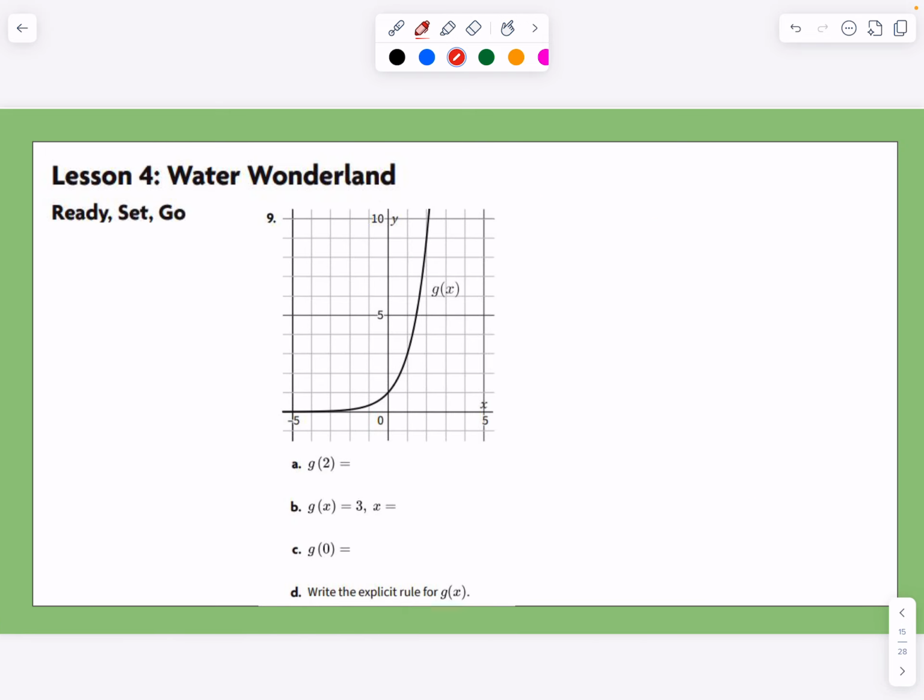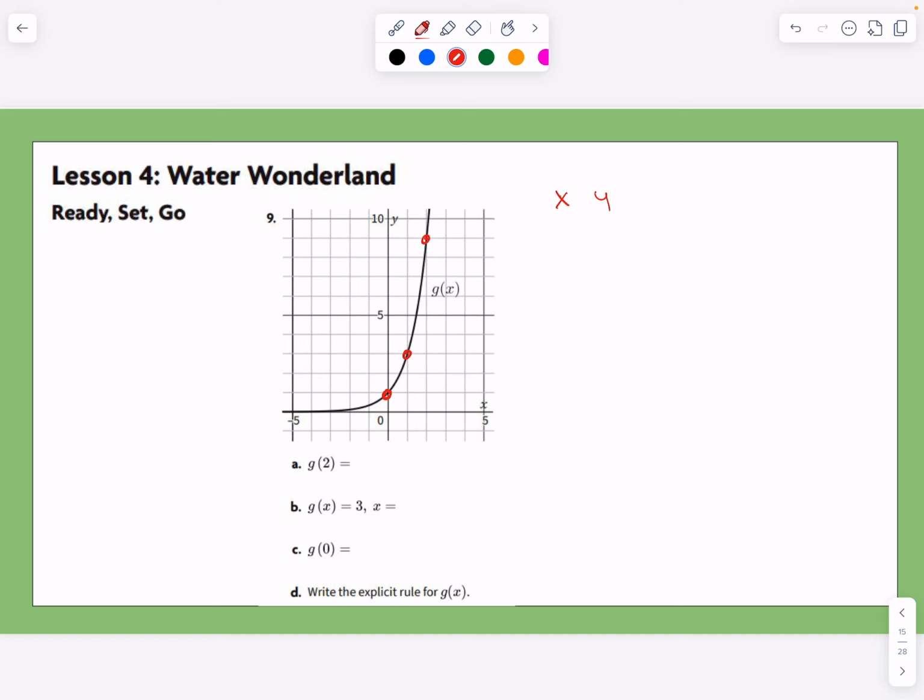Now, when you get to number 9, it gets a little weird, right? You're like, oh no, it's an exponential one. That's okay. Looking at it exponentially, what I would recommend doing is, again, finding some points that you can see and using those points to see if you can then create a table.